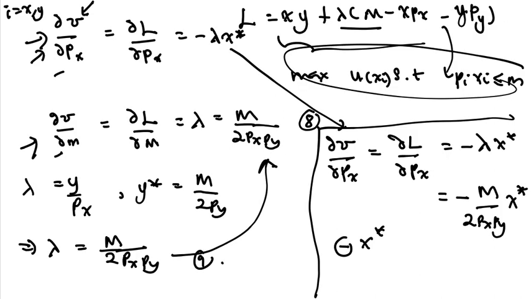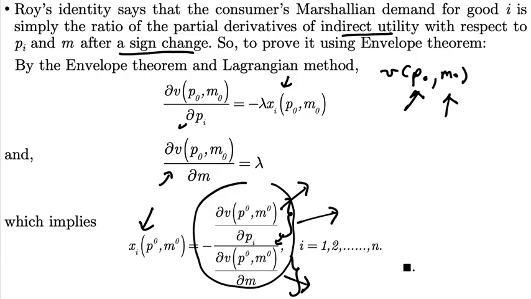Let me use a different color of pen. I did mention to you just now, the Roy's identity that you saw, let's go back to this slide, consists of two different parts. The first part is this, the second part is this. The first part is the partial derivative of the indirect utility function with respect to the price of good i. If we want to find the Marshallian demand function of good i, then you differentiate it with respect to the price of good i.